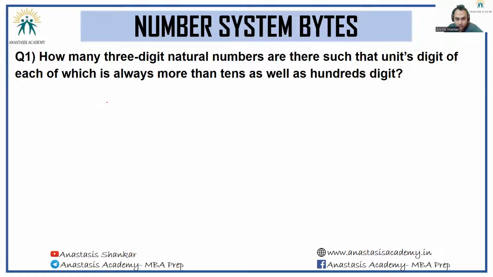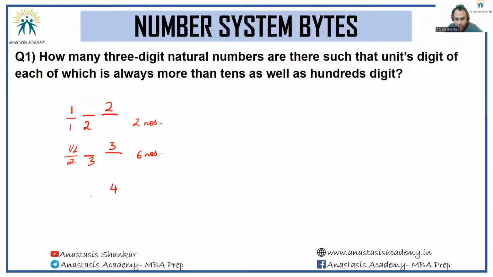We can have the unit digit is 2, in which case the leading digit has to be 1 and the middle digit can be 1 or 0. So 2 ways, 1 way, you get 2 such numbers. If the unit digit is 3, the leading digit has to be 1 or 2, 2 ways, and the middle digit can be 1, 2 or 0. So 3 ways, so you get 6 numbers.